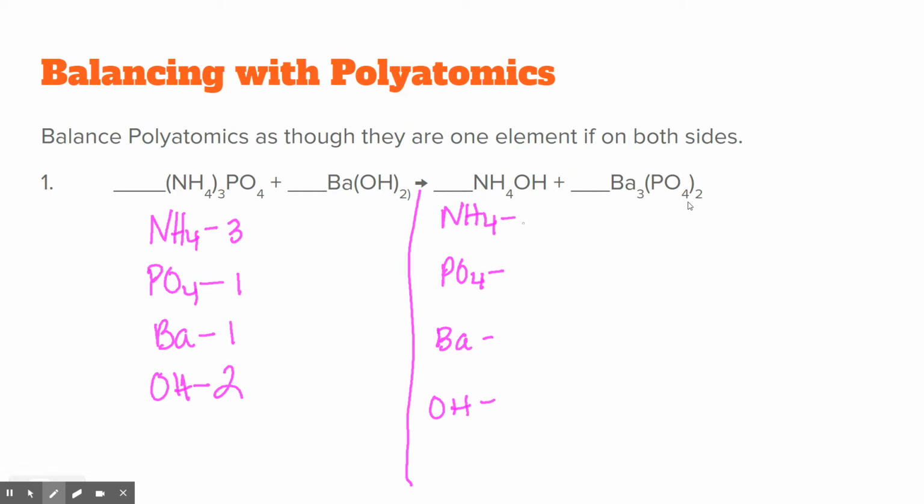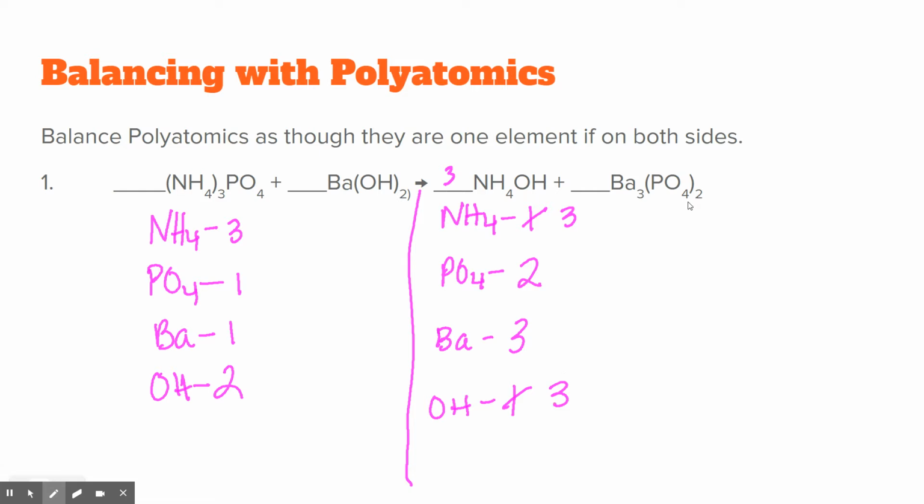On the right-hand side, the product side, I have 1 NH4 and 1 OH, 3 bariums, and 2 phosphates. First thing I notice, NH4 is not balanced, so I'm going to go ahead and put a 3 here. That changes my NH4 to a 3. It also changes my OH to a 3.